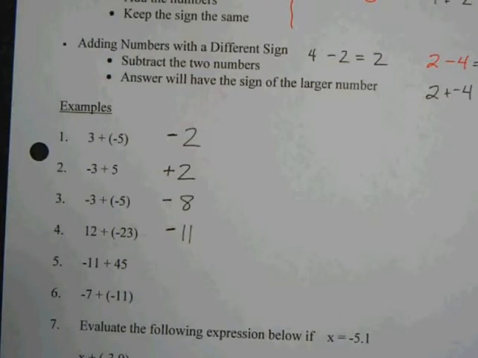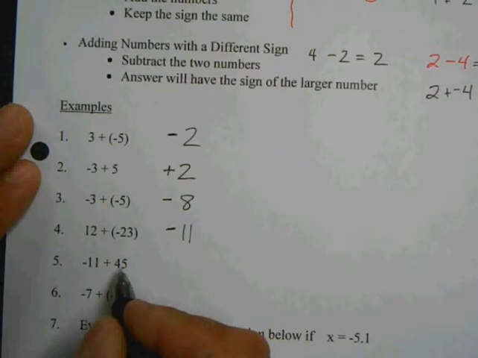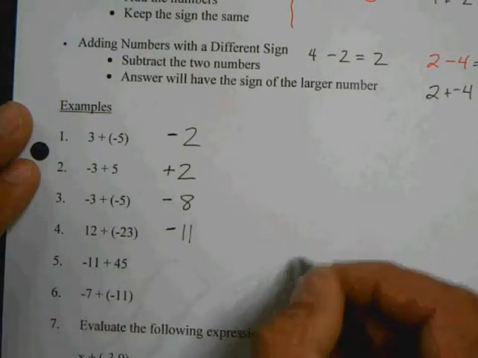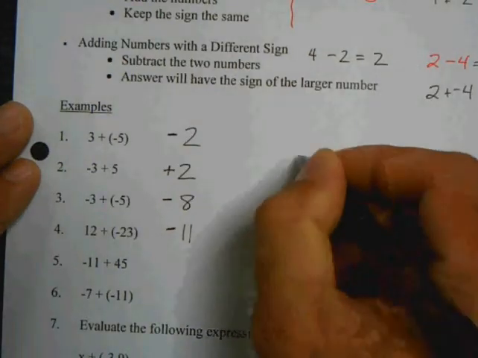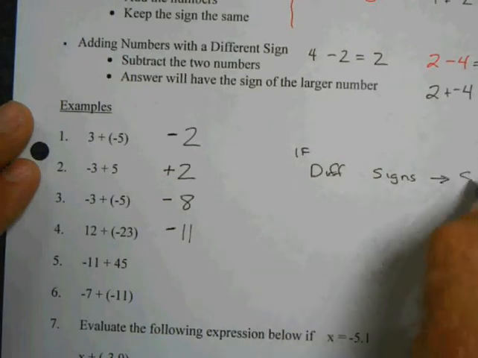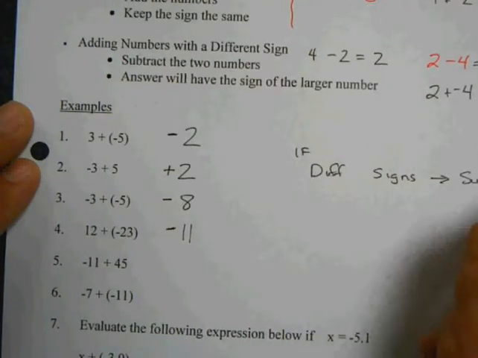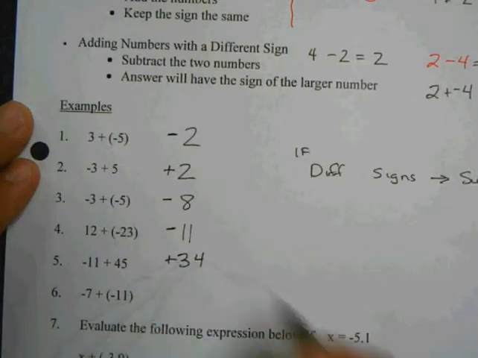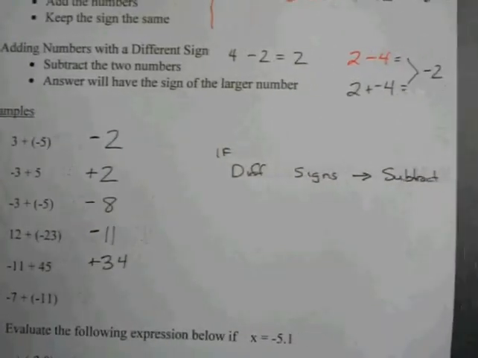Next one, what do you think? Talk me through it. Same sign, different sign. Different. So what do we do? Pat? 45 minus 11. 45 minus 11, okay? So if they're different signs, you subtract, just put a reminder out here. If different signs, arrow, then subtract. That may help us remember that. And you said 45 minus 11 is? Plus 34. Plus 34. He said plus, so I know he identified which one was larger.